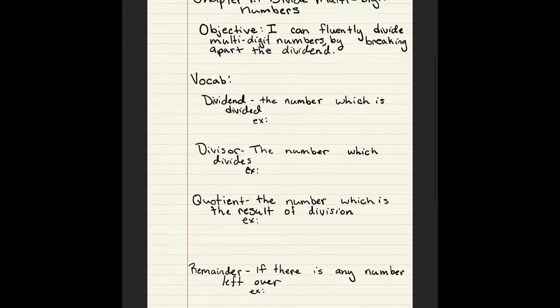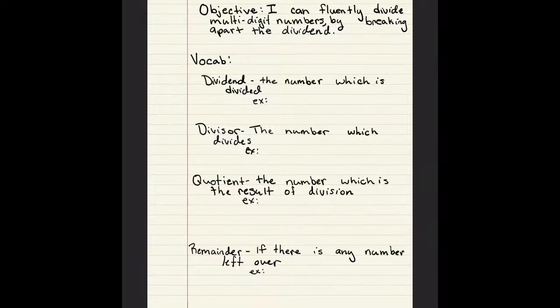All right, so jumping into the vocab. For vocab 1, we have dividend. This is just kind of a review vocab. You should know most of this. So the dividend is the number which is divided. It's the number that is being divided.